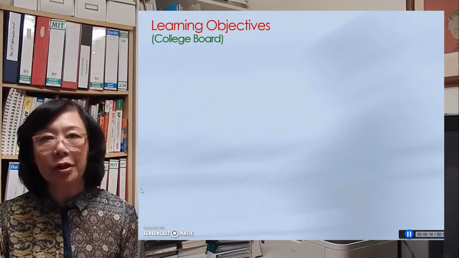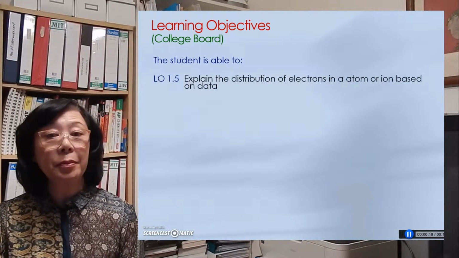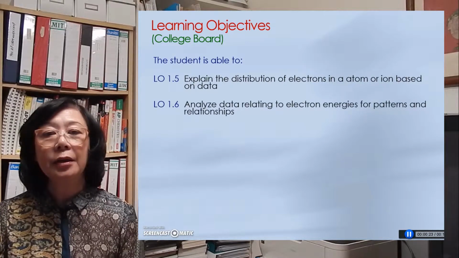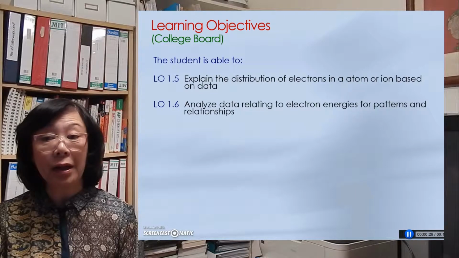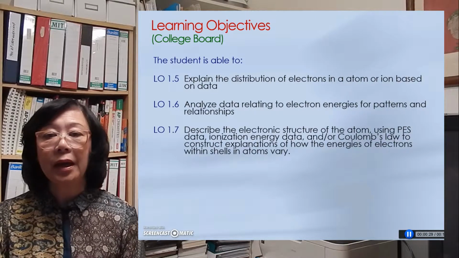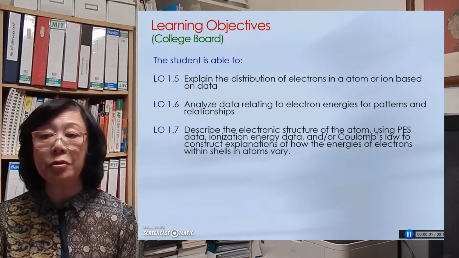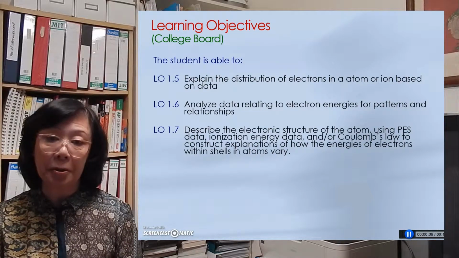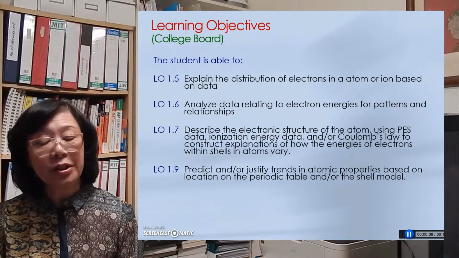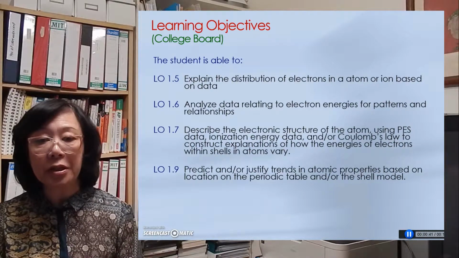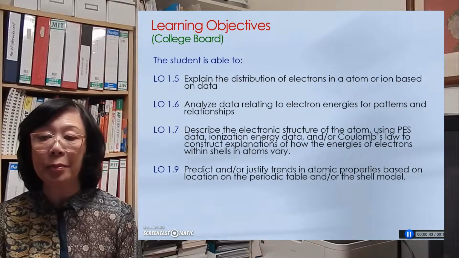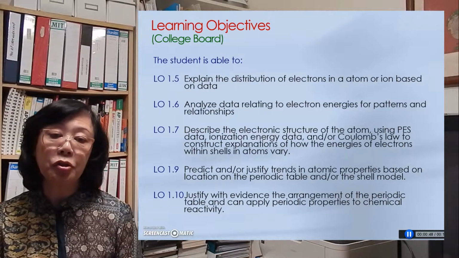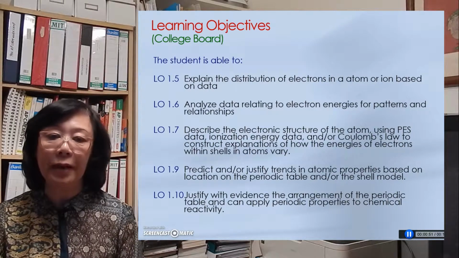Relating this to the learning objectives from College Board, the student is able to explain the distribution of electrons in an atom or ion. The student can analyze data relating to electron energies and describe the electronic structure of the atom using PES data, ionization energy data, and/or Coulomb's Law. Predict and justify trends in atomic properties based on location on the periodic table, and also apply periodic properties to predict chemical reactivity.